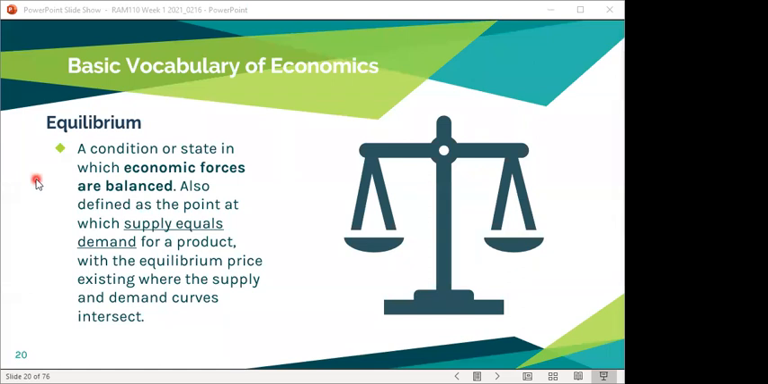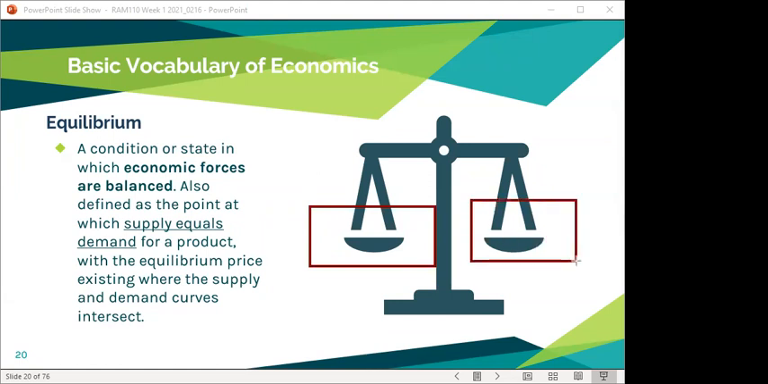And so, equilibrium. Now that we've talked about the pure market economy and the mixed economy, when really the mixed is the most common, let's talk about what equilibrium stands for. That's when economic forces are balanced, which means supply equals demand. So when supply equals demand, there's a balance between what is needed and what is available. This is just a picture of what supply and demand could look like.